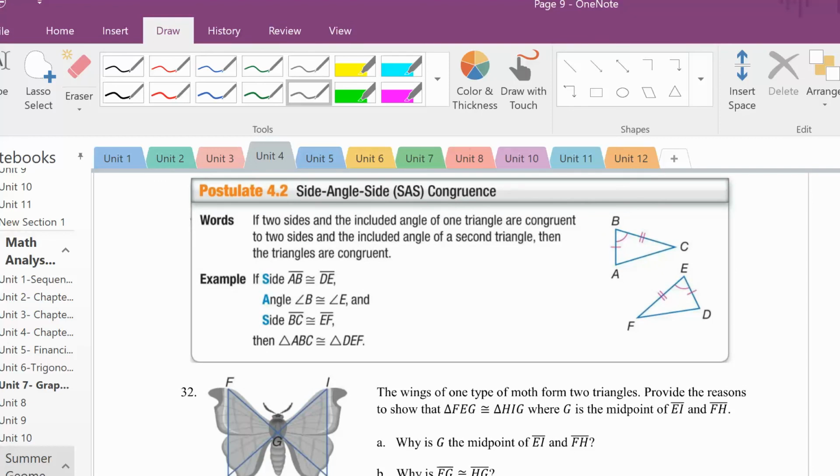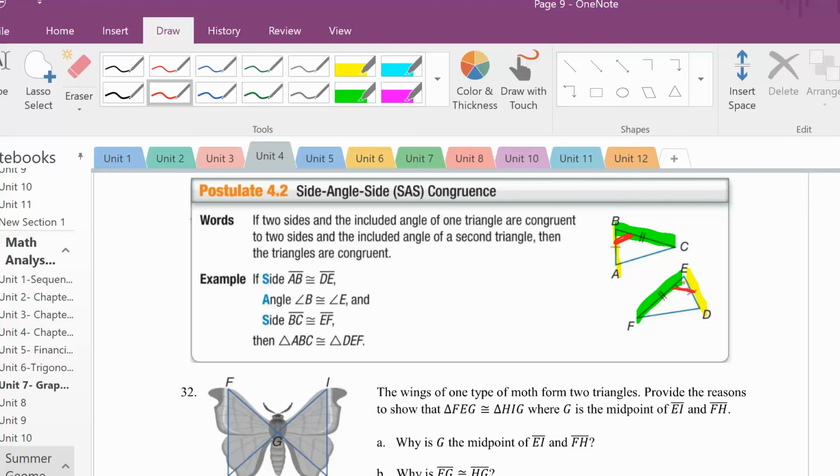The next one is what's called the side-angle-side congruence. That's if two sides and the included angle, so included angle means it has to be between the two congruent sides. So notice since AB is congruent to DE and EF is congruent to BC, the included angle would be the angle between them. So notice B here is between them and E there. That is the included angle.